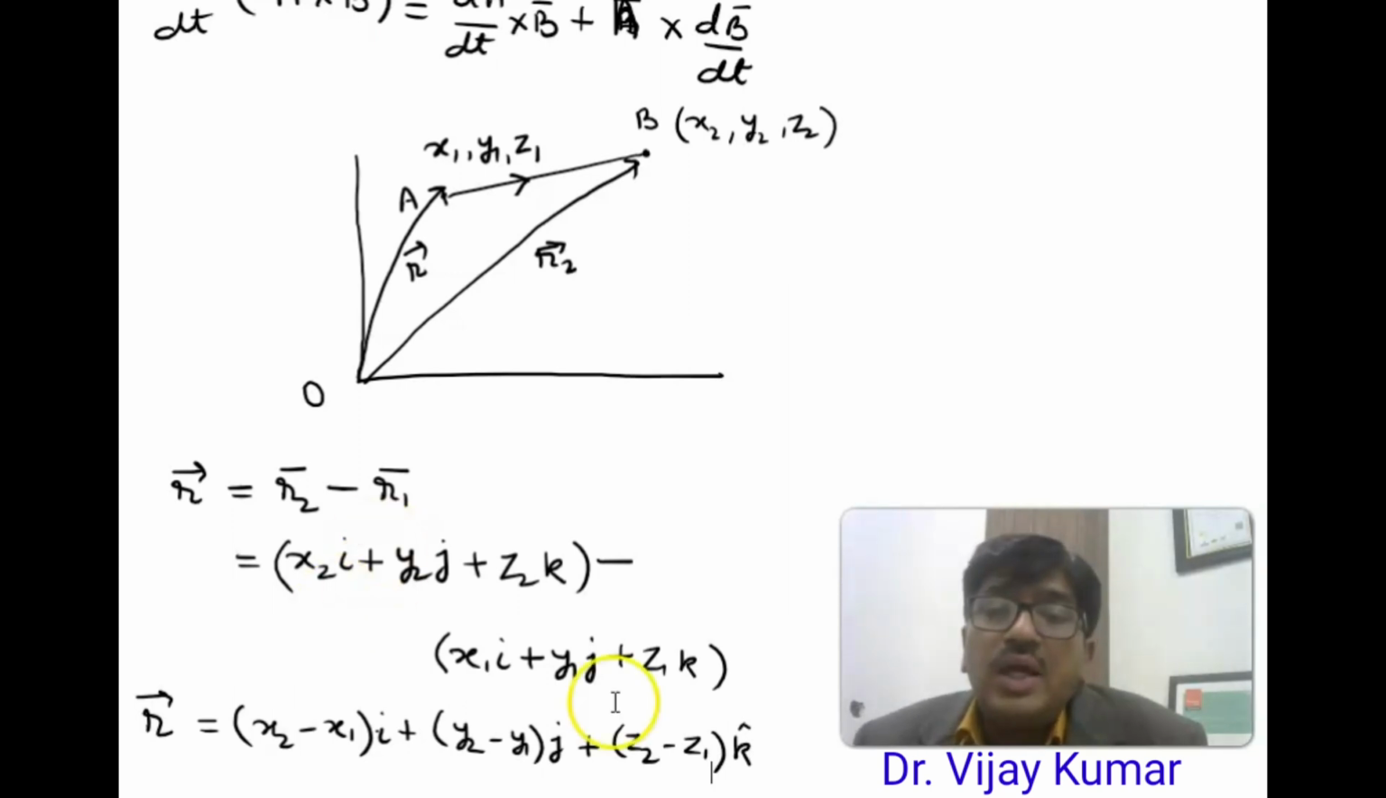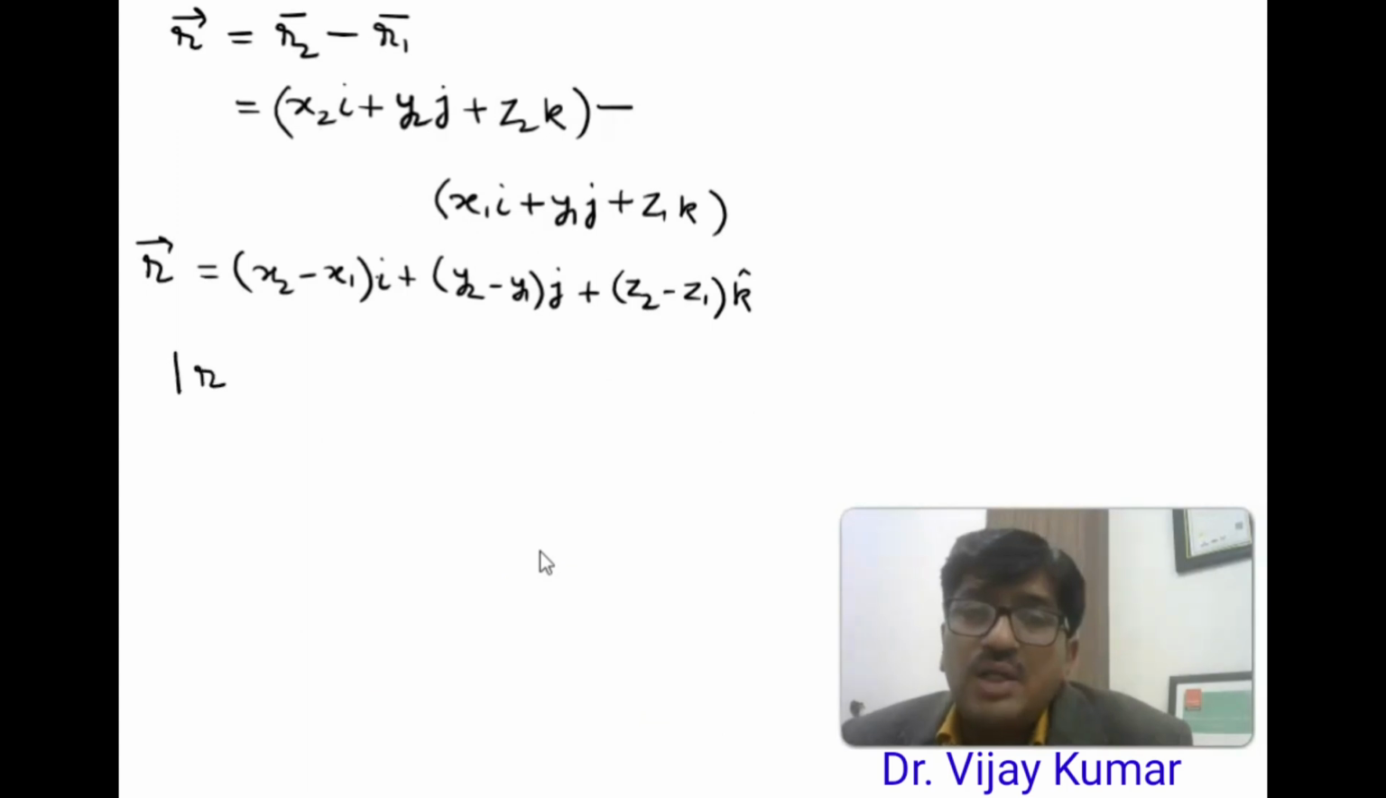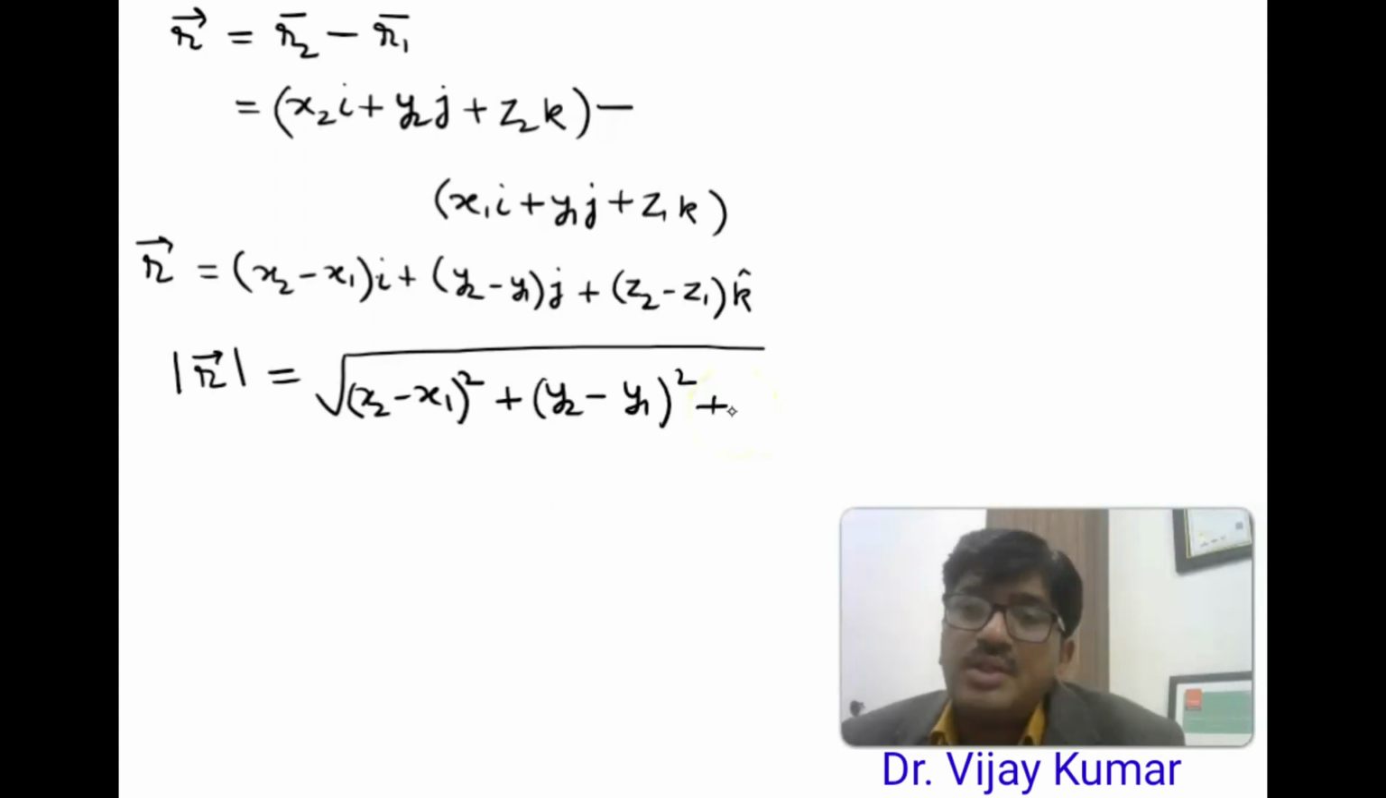And if we want to determine the magnitude of R when a particle is moving from point A to B, then it should be the square root of (x2 minus x1) whole square plus (y2 minus y1) whole square plus (z2 minus z1) whole square.